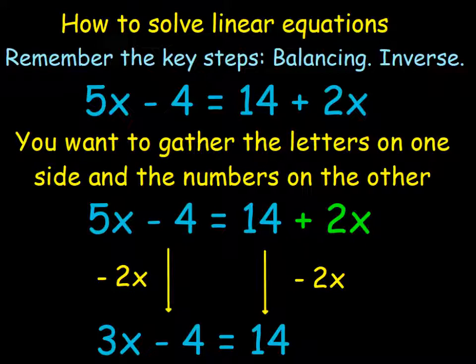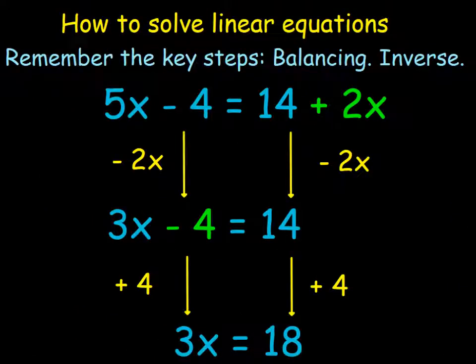So we look at the side that has the most number of x's at the moment, and that's the 5x minus 4 side. So that shows that we want to move the plus 2x from the right hand side and move that to the left hand side. How do we move the plus 2x? Well, that's where the inverse comes in. So to move the plus 2x, we do the inverse, minus 2x.